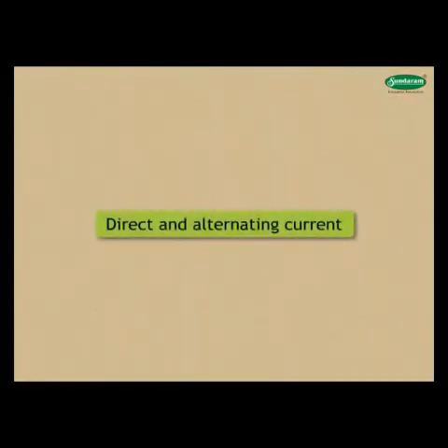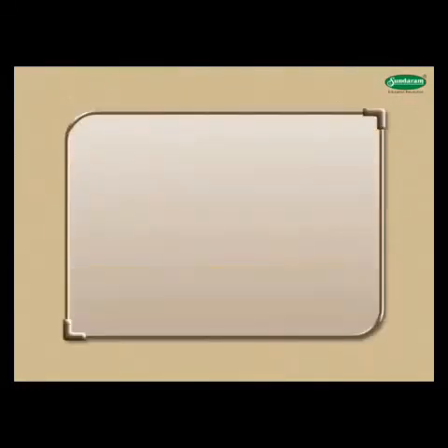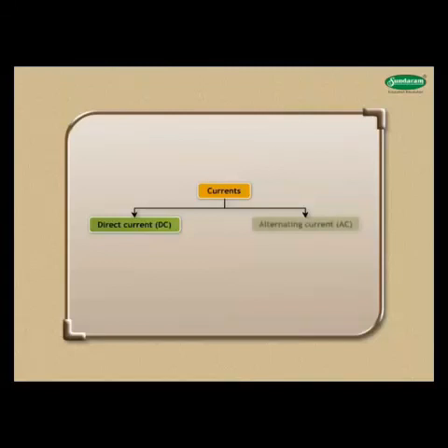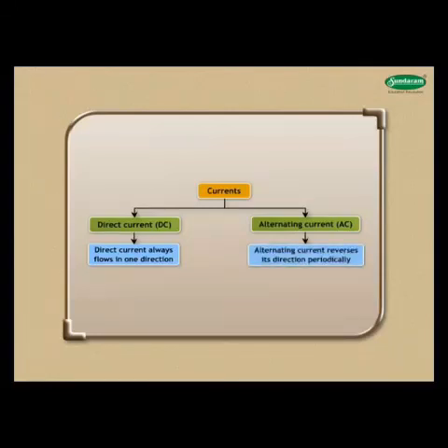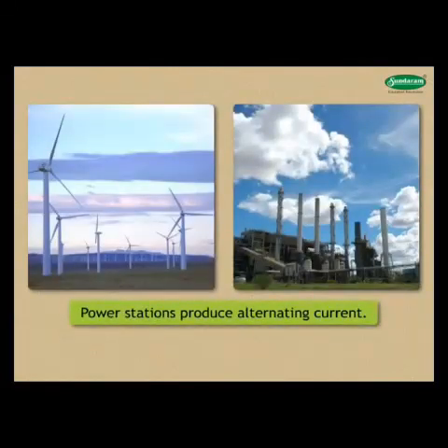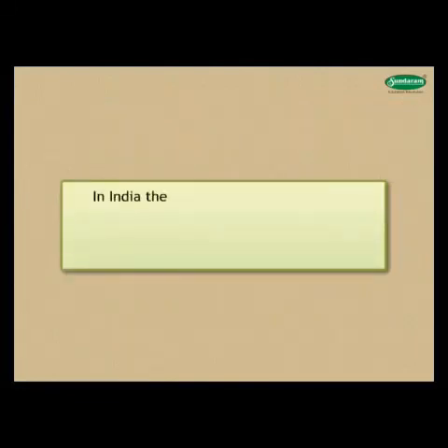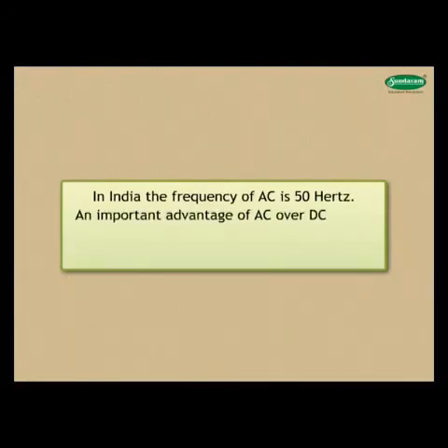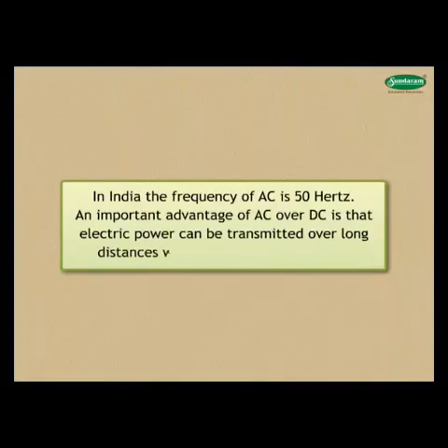What is meant by direct and alternating current? There are two types of currents. One, direct current, DC, and two, alternating current, AC. Direct current always flows in one direction, and alternating current reverses its direction periodically. Most of the power stations produce alternating current. In India, the frequency of alternating current is 50 Hz. An important advantage of alternating current over direct current is that electric power can be transmitted over long distances without much loss of energy.